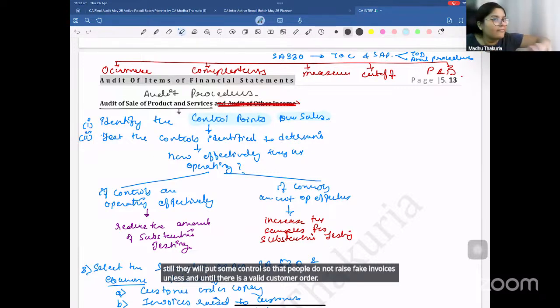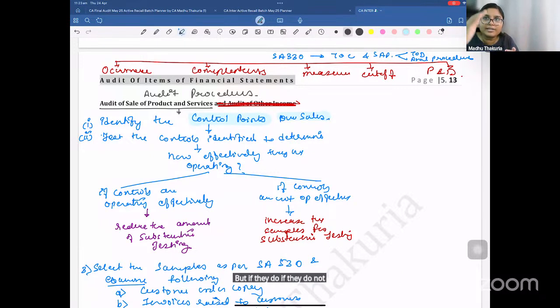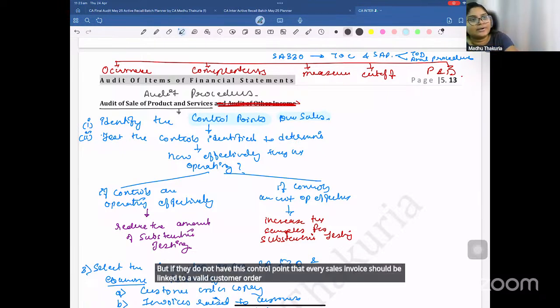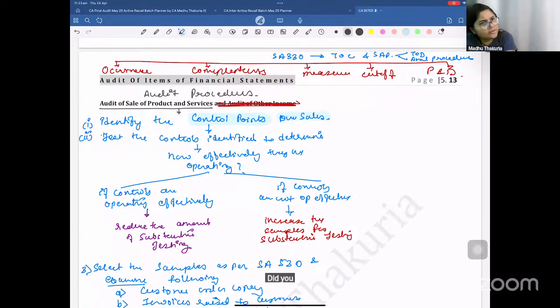But if they do not have this control point, that every sales invoice should be linked to a valid customer order, they can still generate invoices. Did you understand? So you will find this problem at your client places.